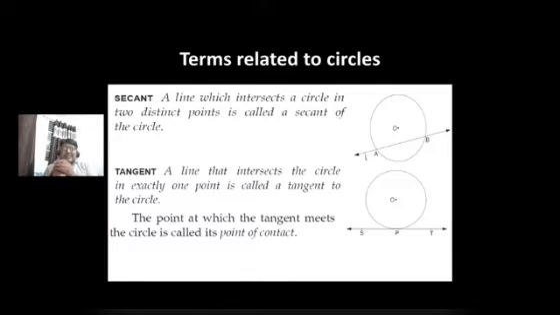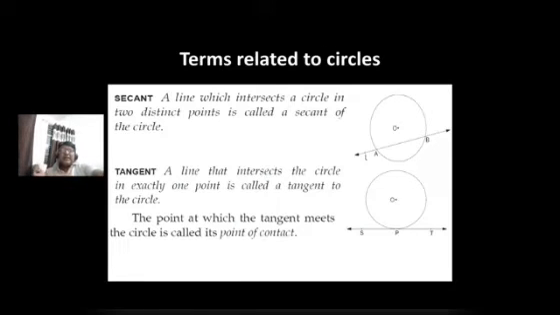Tangent. A tangent is a line which touches the circle at one point, and the point at which it touches the circle is called the point of contact. So in this figure you can see that the line ST touches the circle at the point P. So P is the point of contact.